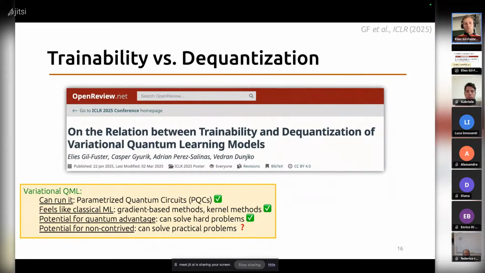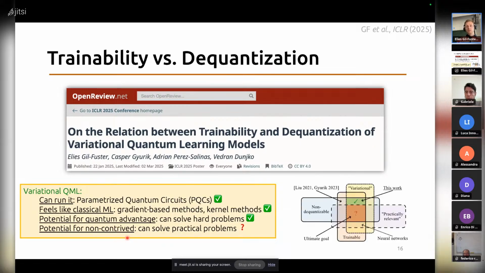Then I will briefly talk about this one work that we did. In this work, we managed to show that using this variational quantum machine learning model, messy ones with gradients and everything, we could also prove that you can solve hard problems. What we did not manage to do, which made me a bit sad, was prove beyond that it could also work for non-contrived problems.